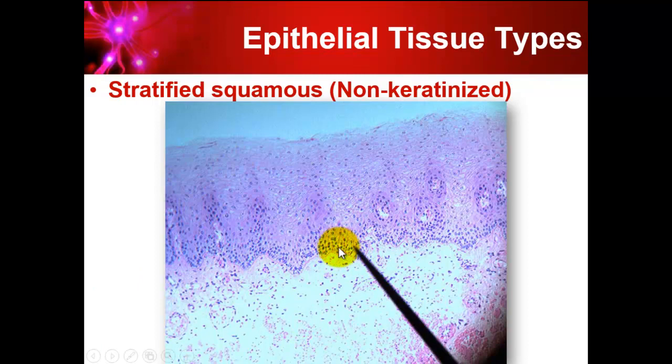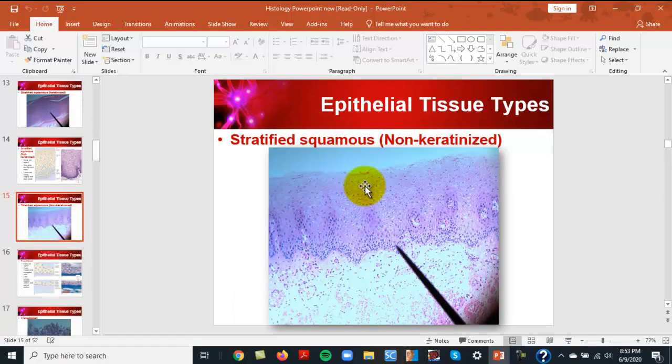Yeah, here's the basement membrane, and then here are the multiple layers, and like I said, they kind of flatten as they get on top. So that's the non-keratinized.